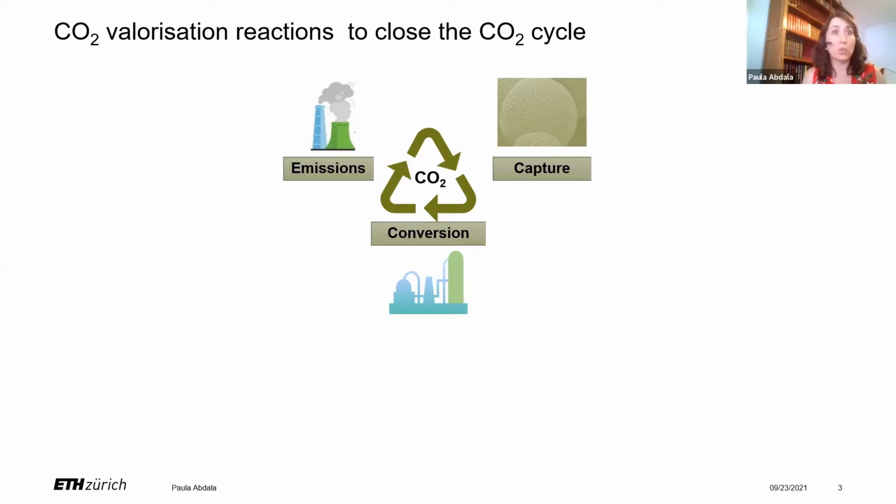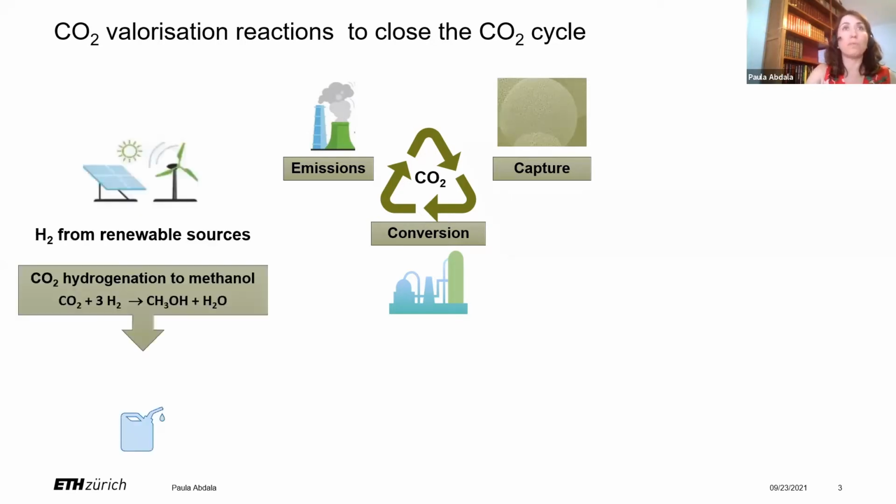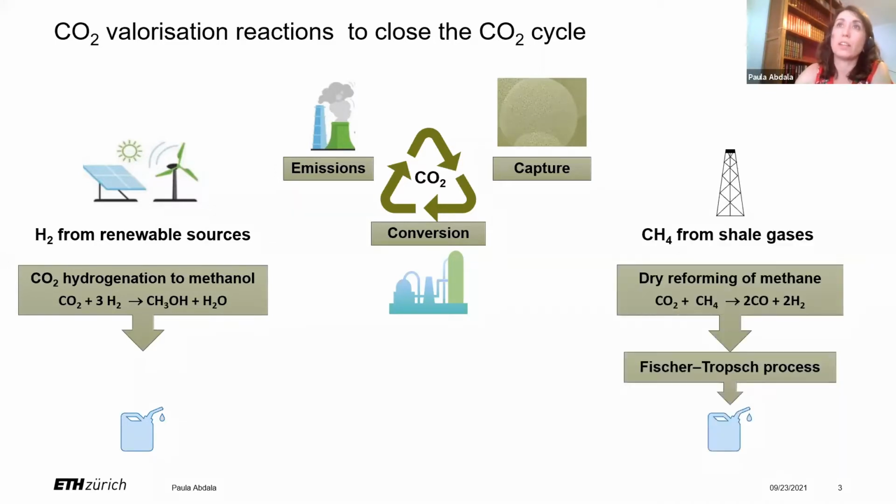And in this conversion process, catalysis plays a key role. For example, the CO2 hydrogenation to methanol is an interesting process because it allows us to convert carbon dioxide, reacting with hydrogen that can be produced via renewable sources, into a liquid fuel, methanol. Another interesting process is the dry reforming of methane. In this reaction, carbon dioxide reacts with methane, producing syngas. And syngas can be further transformed into liquid fuels via the Fischer-Tropsch process.